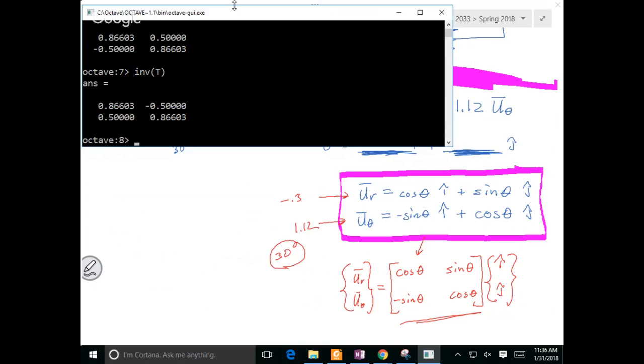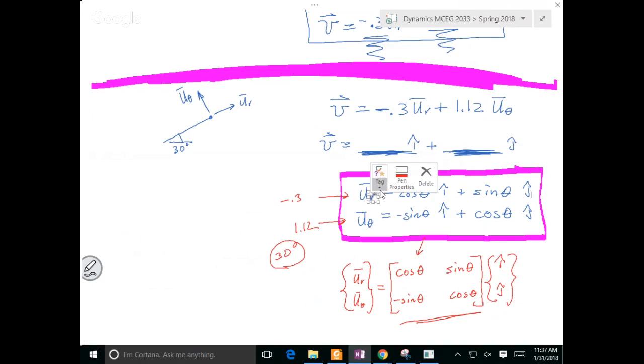The inverse of the transformation is the same thing as the transpose of the transformation. Makes it easy for the math, but it doesn't help us much. What we really want, and this is something I'm going to write out so that we see this a little bit better, because it takes a little bit of getting used to.